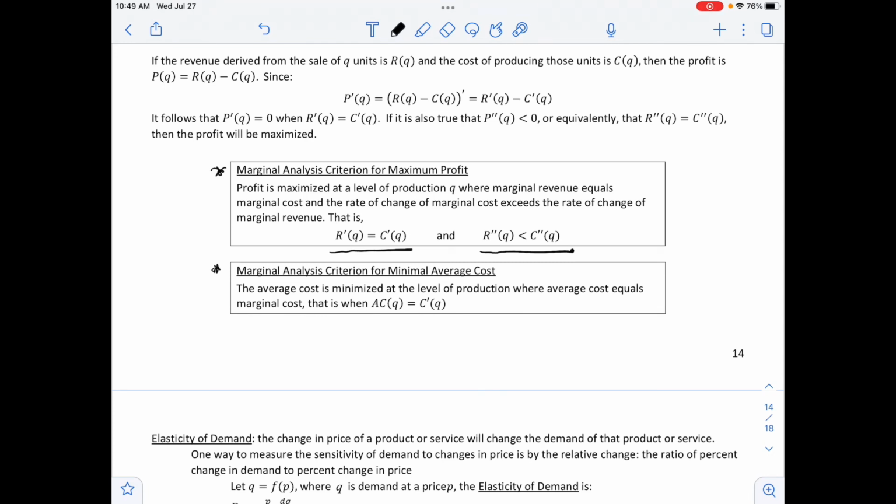So we have the marginal analysis criterion for minimal average cost. The average cost is minimized at a level of production where average cost equals marginal cost. That's when A of C of q, or average cost, is equal to the derivative of the cost, and we saw that in the previous example.